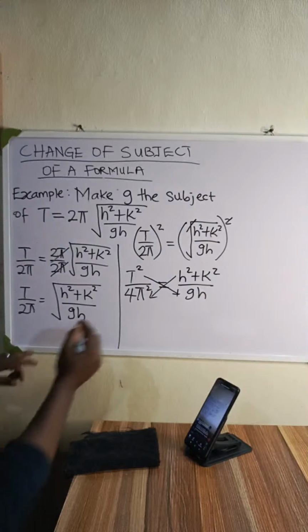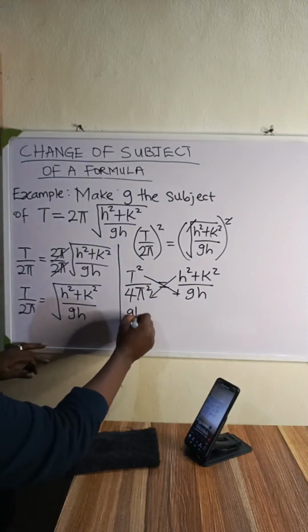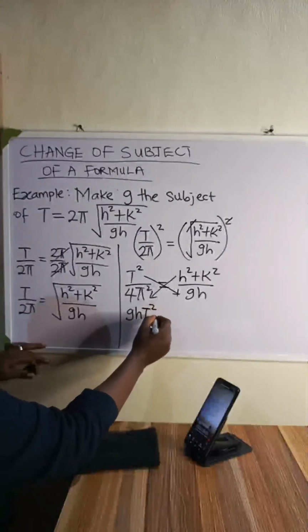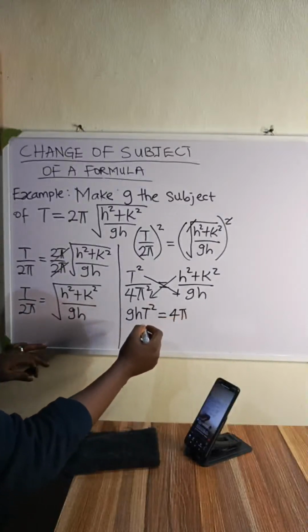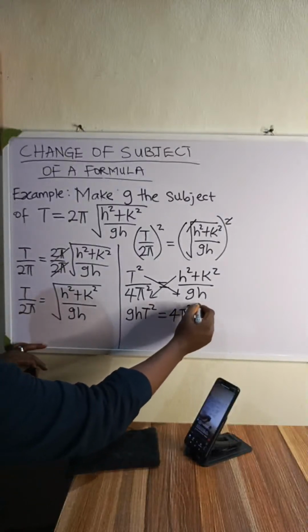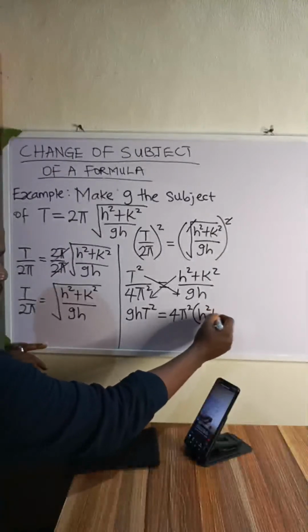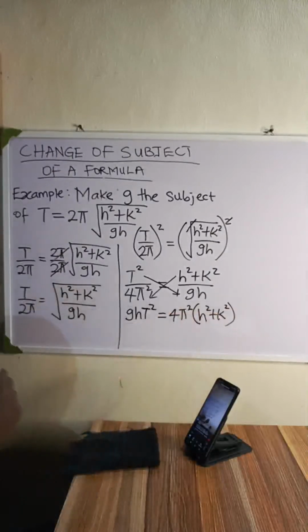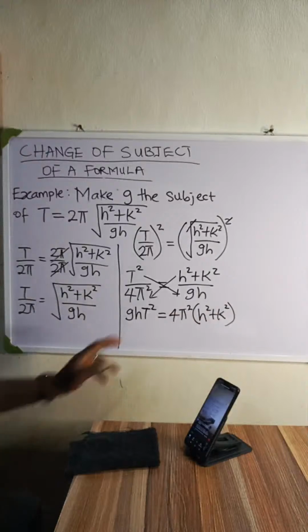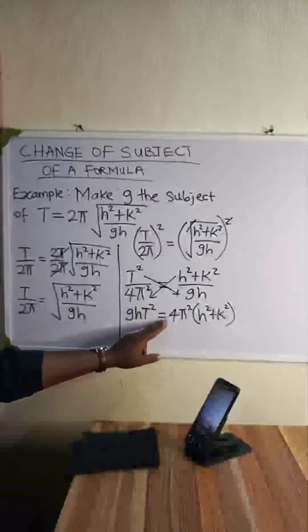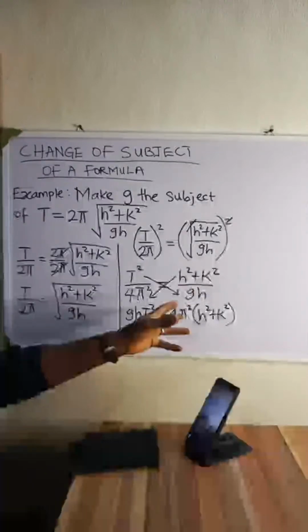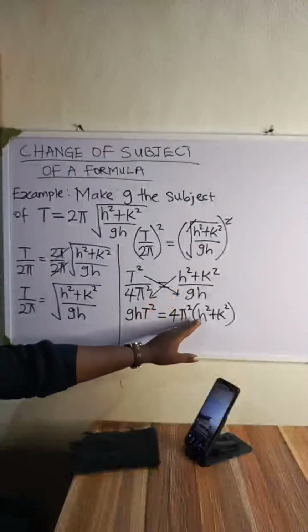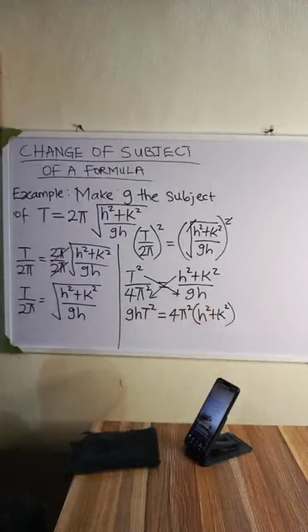Okay. So now we're going to have gHT squared is equal to 4 pi squared multiplied by h squared plus k squared. gHT squared is equal to 4 pi squared multiplied by, parenthesis or bracket means multiplication, so multiply by h squared plus k squared.